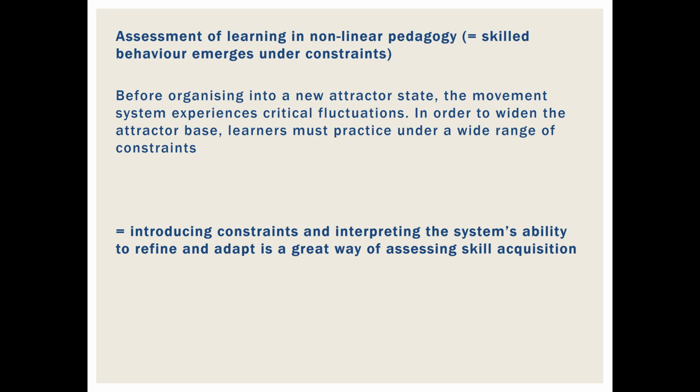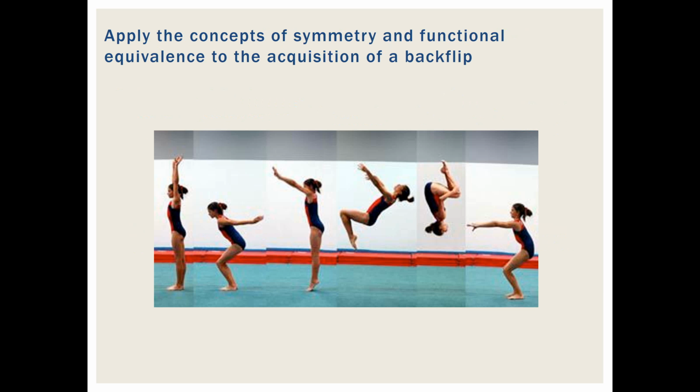And what that says is when you're trying to witness whether someone acquires a skill, before organizing into a new attractor state, the movement system experiences certain fluctuations. So in order to widen that attractor base, you need to practice with as much variation as possible. I'm coming back to here. If we just let this person practice that particular skill all the time, use a technique approach, just do the backflip as many times as you possibly can. We'll practice the first part, then the second part, third part, we'll put it all together, and you're always going to do this.